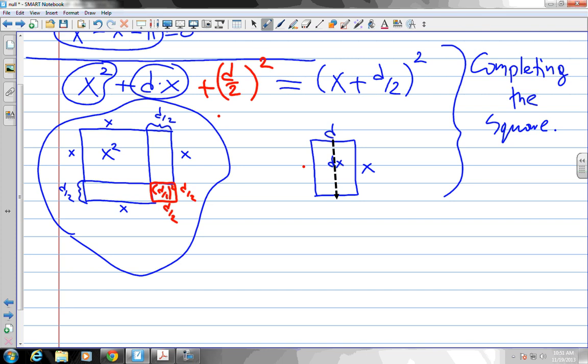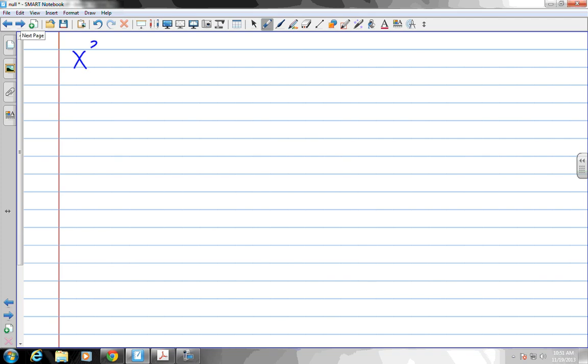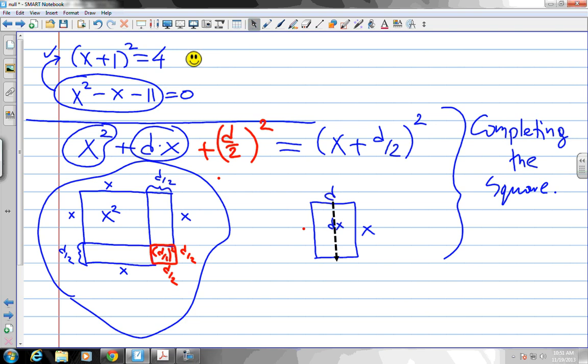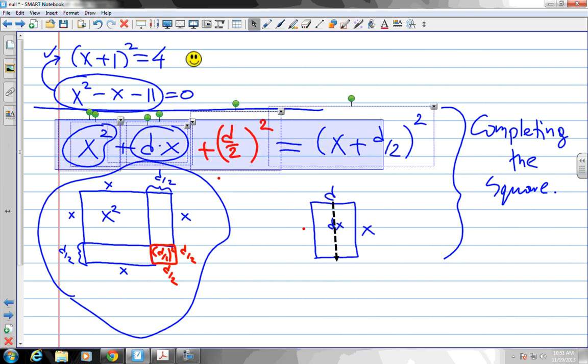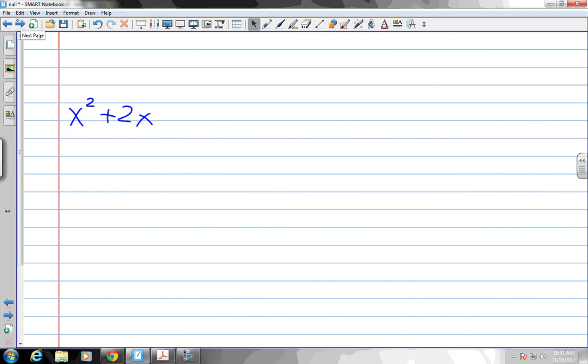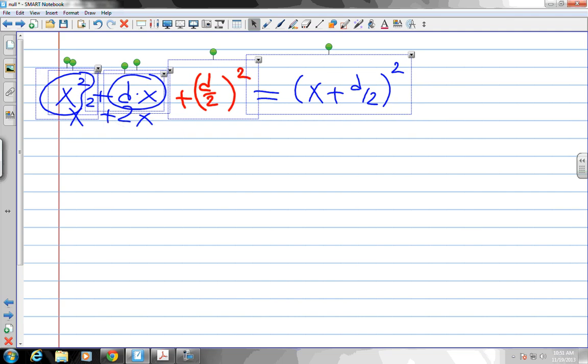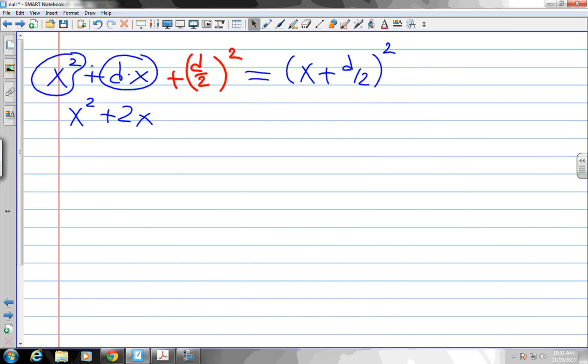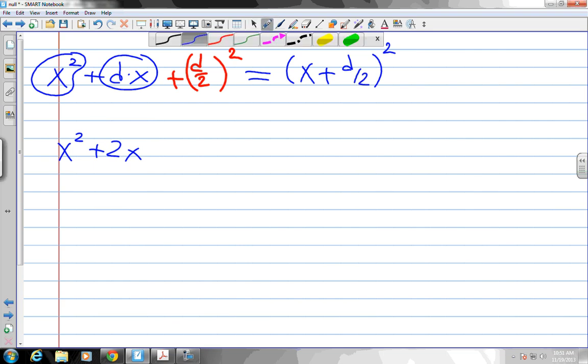So let's say I give you this problem. Again, we're not solving any equations yet, but if I start with something like this, x squared plus 2x. Sorry for moving all that stuff around. Here we go.